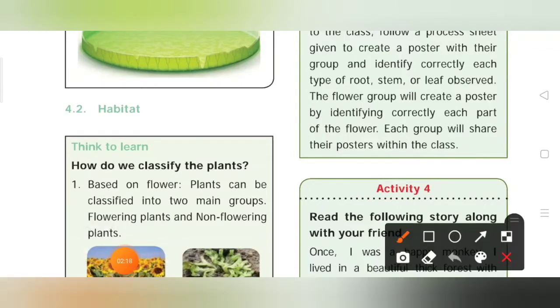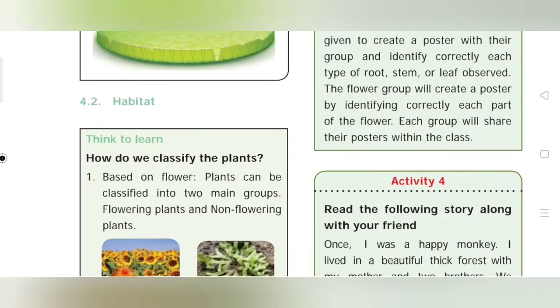Before entering into today's topic, let us learn how we classify plants. Plants can be classified based on the flower. How? Plants can be classified into two main groups. What are they? They are flowering plants and non-flowering plants.